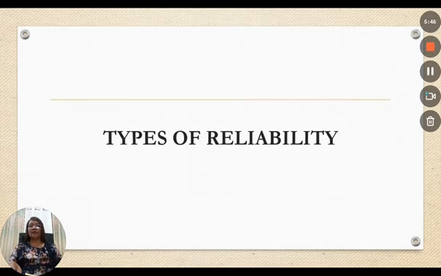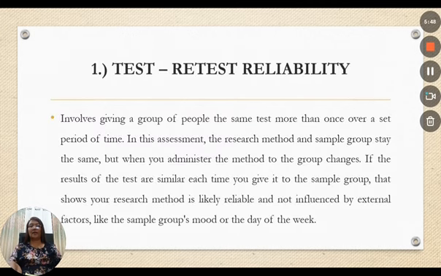We have types of reliability. First, test-retest reliability. It involves giving a group of people the same test more than once over a set period of time. In this assessment, the research method and sample group stay the same, but when you administer the method to the group changes.